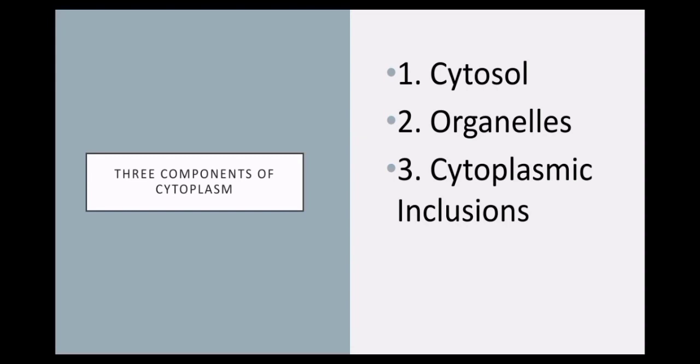There are three components of cytoplasm: cytosol, organelles, and cytoplasmic inclusion. Cytosol is the part of the cytoplasm that is not occupied by any organelle. Organelles are membrane bound. They are present inside the cell and perform specific functions that are necessary for the survival of the cell. Cytoplasmic inclusion consists of different types of insoluble particles or molecules that remain suspended in the cytosol.